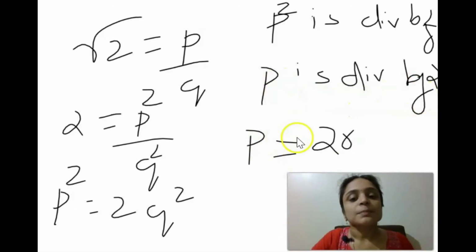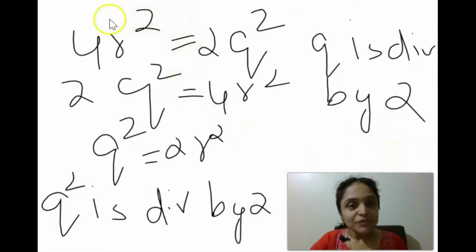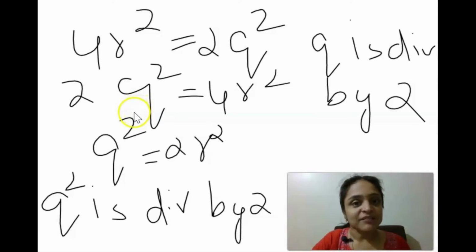So p can be written as 2 into some number r. Right? So p equal to 2r. We got p equal to 2r. Now, substitute that here. In place of p, substitute 2r. So we got 4r square equal to, in place of p, we have written 2r, 2r the whole square equal to 2q square. That is p square equal to 2q square.